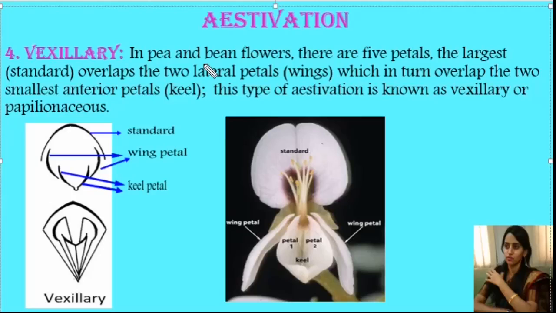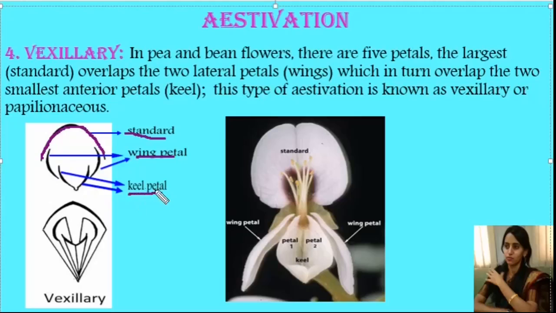So in the vexillary type of estivation, again there are 5 petals. These petals are named as follows: the largest petal is known as the standard petal. So this is the standard petal here. Then there are 2 lateral petals. These lateral petals are known as wing petals, and the anterior petals, these 2 are anterior petals, and these 2 petals are known as keel petals.